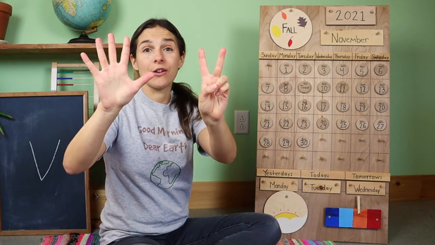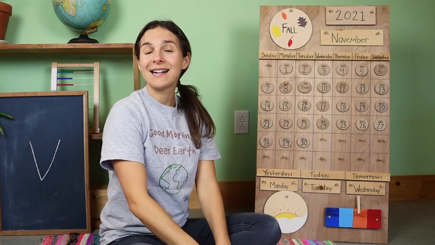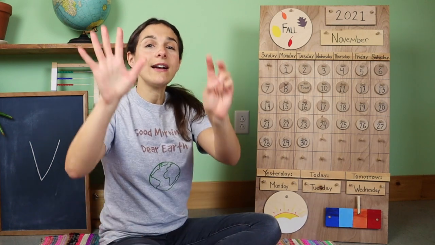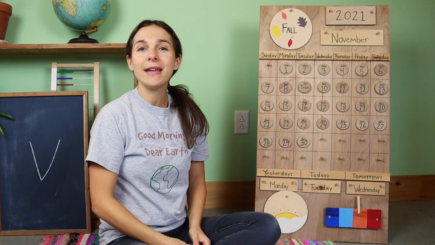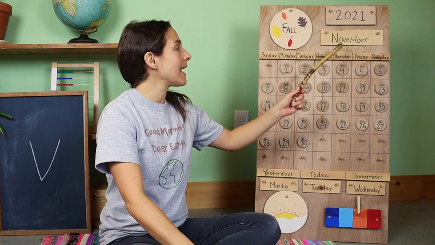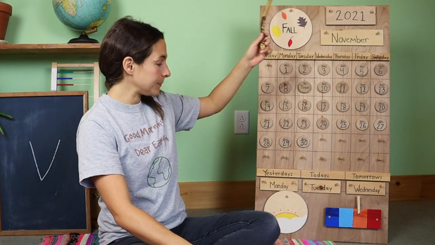For this song, we hold up 7 fingers for each one of the days of the week. If you know the words, sing along with me. There are 7 days, there are 7 days, there are 7 days in a week. Sunday, Monday, Tuesday, Wednesday, Thursday, Friday, Saturday.